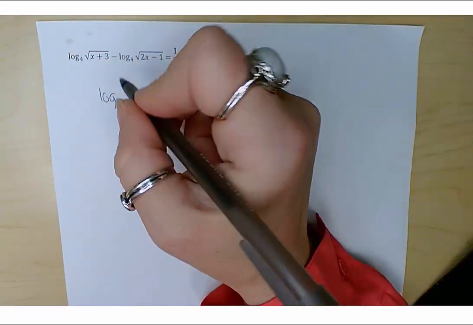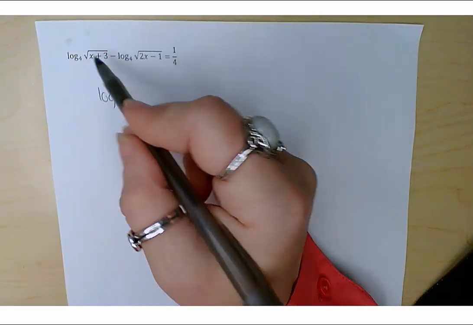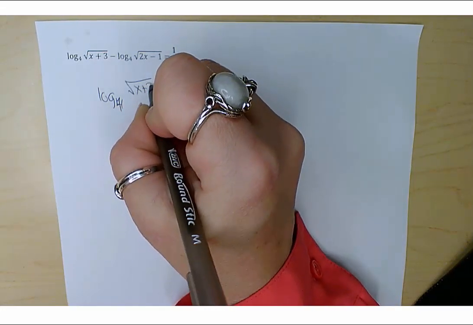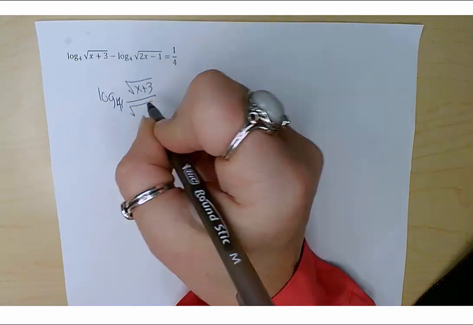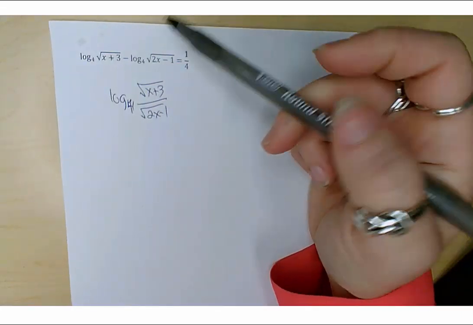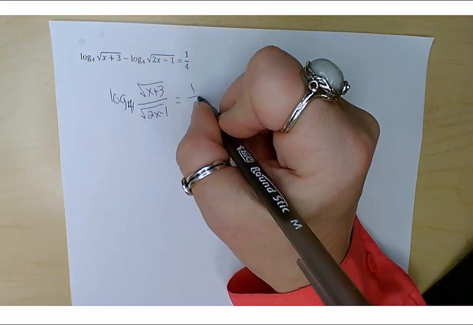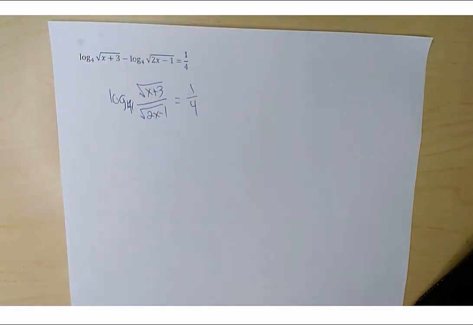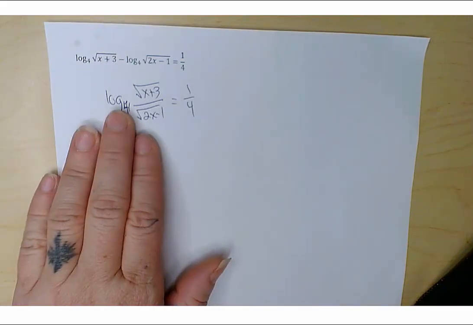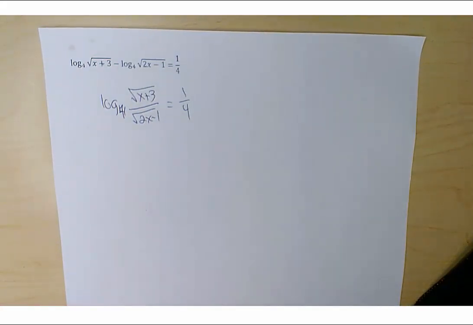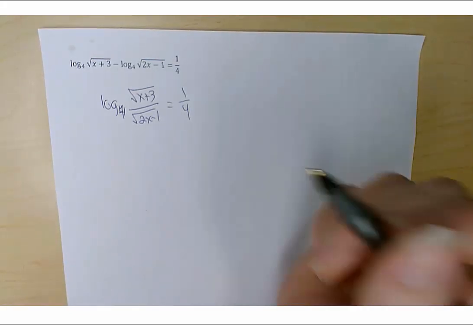So that's going to be log base 4. We have a subtraction going on, so that does tell me we are using our quotient rule. So that's going to be the square root of x plus 3 divided by the square root of 2x minus 1. Keep in mind, if you have a minus sign, that's going to correlate to a division when you use your log rules. Once we have everything condensed into a single log, we have a log on one side, which is a hint to use the technique of converting to exponential, just like the last problem.